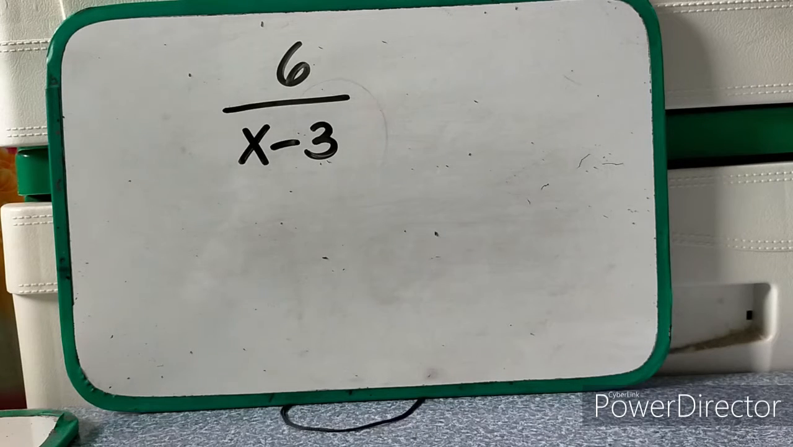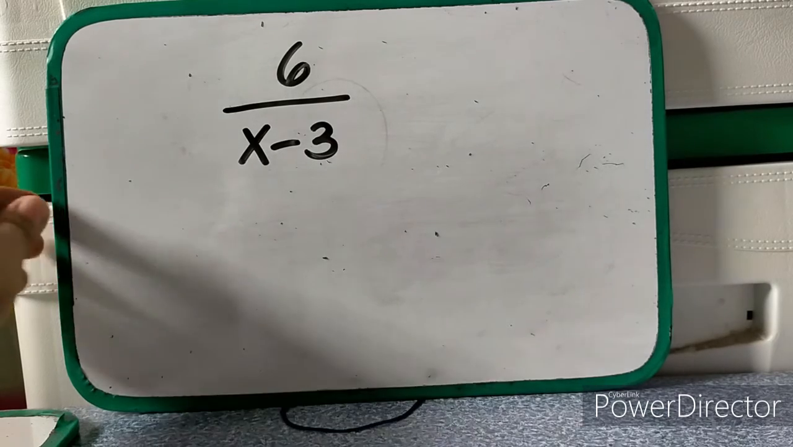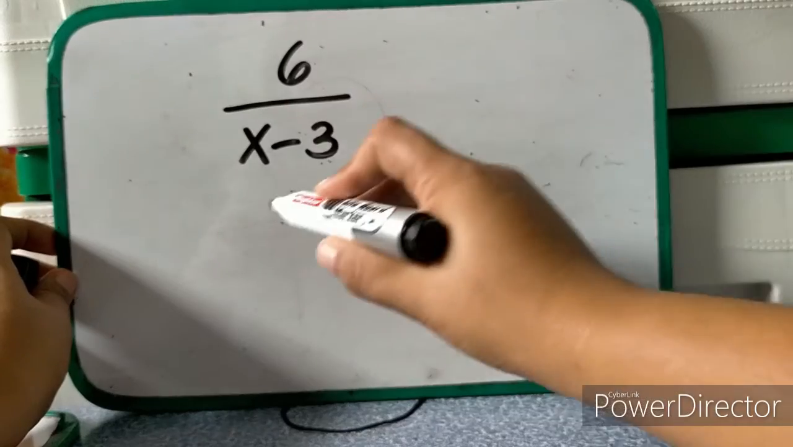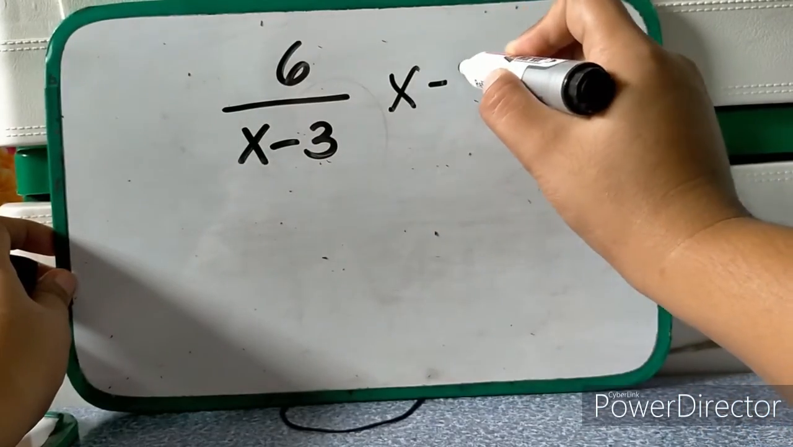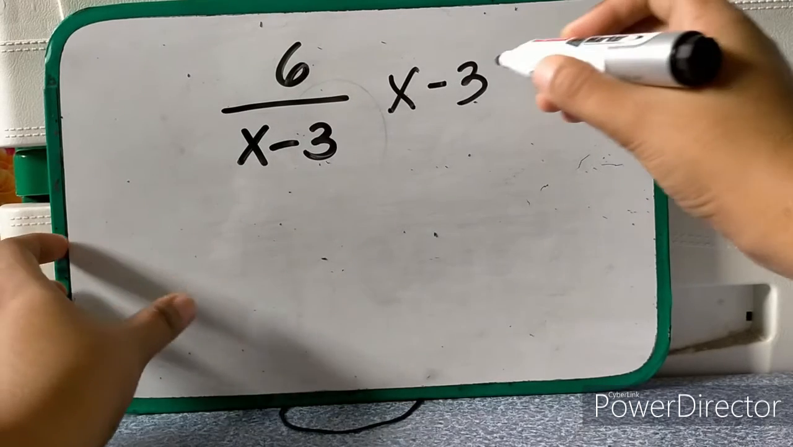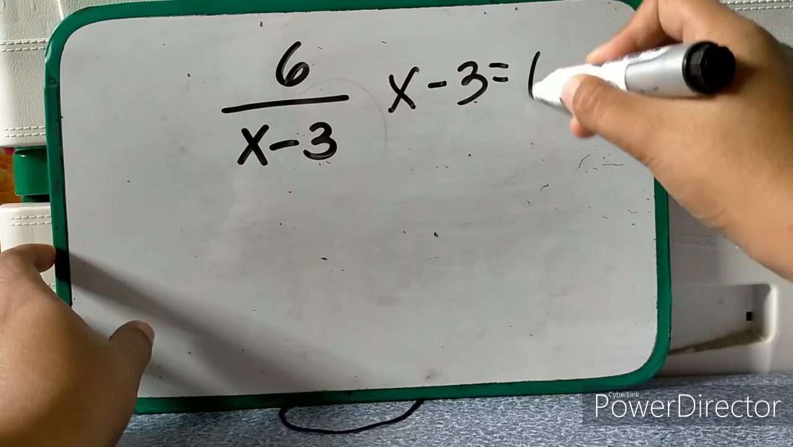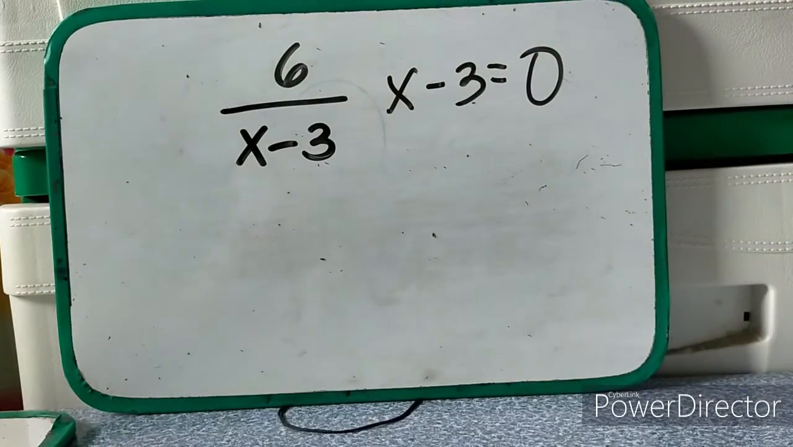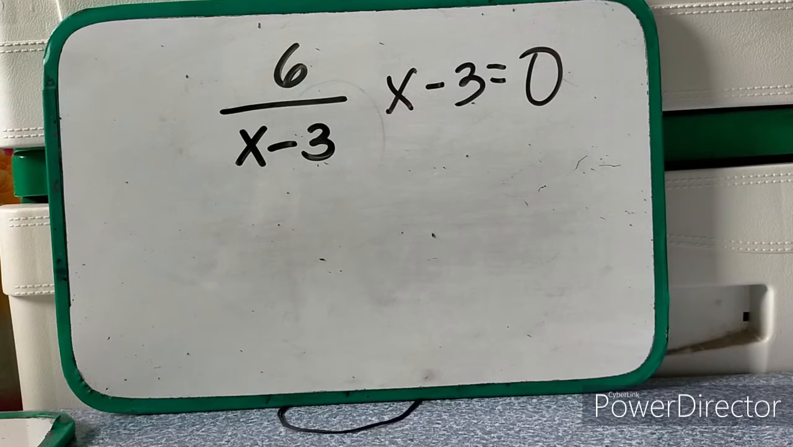So, first step natin, let the expression in the denominator be equal to 0. So, study tip, mag-focus muna tayo kay denominator, which is x minus 3. Sabi niya, let the expression be equal to 0. So, ito na siya. x minus 3 is equal to 0. Next step, solve the equation to determine the values of the variable.